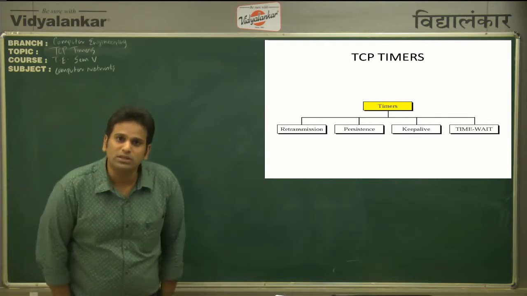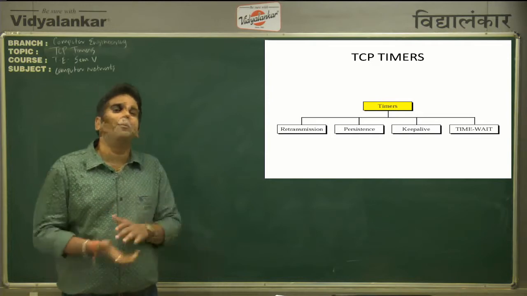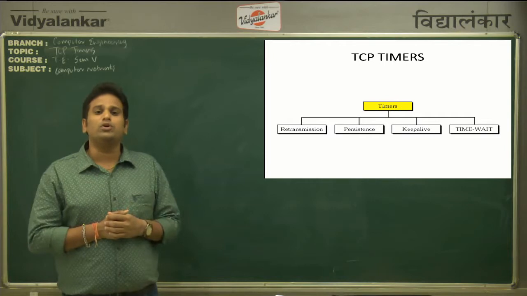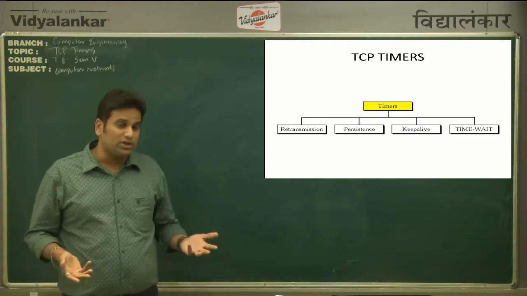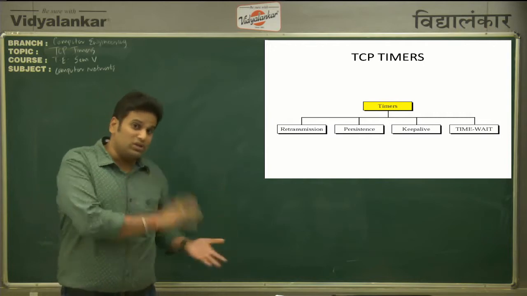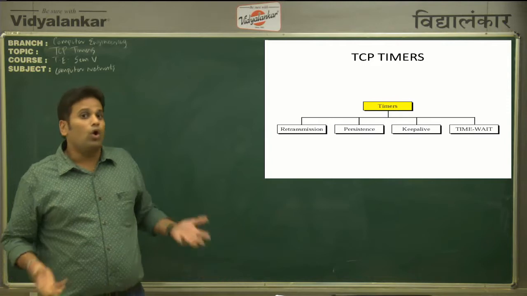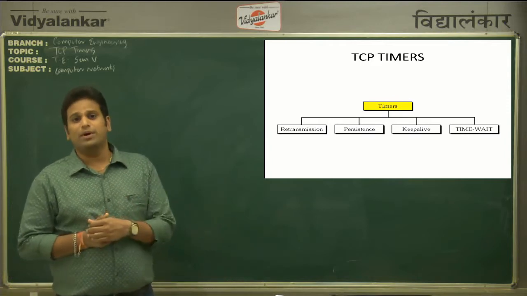Now the problem is the client is not aware that the window size has been updated. So the client is waiting and getting confused. Why is the server not giving the updated window size? Is it because it is still 0? Or has the server sent it but I have not received it? Or has the server failed? So we maintain a persistence timer.